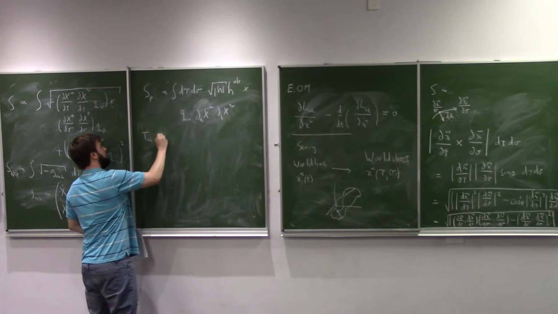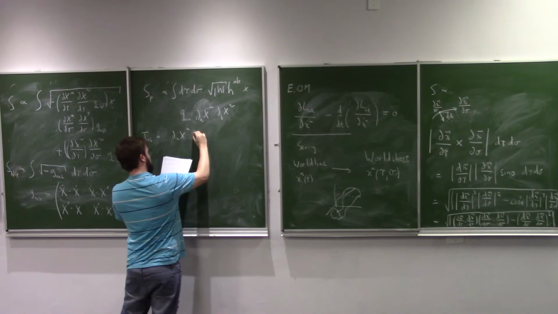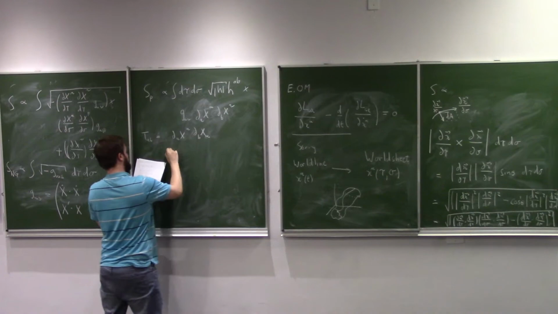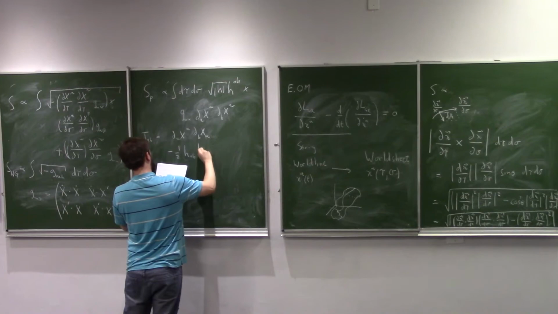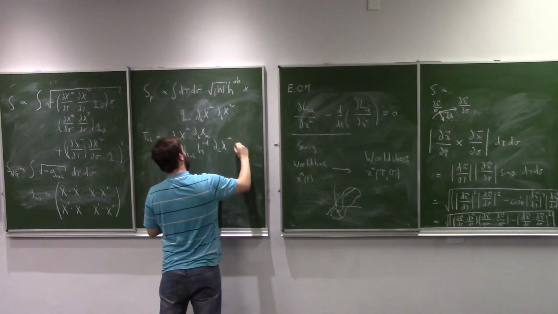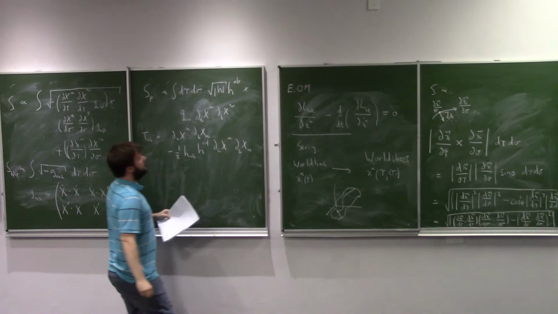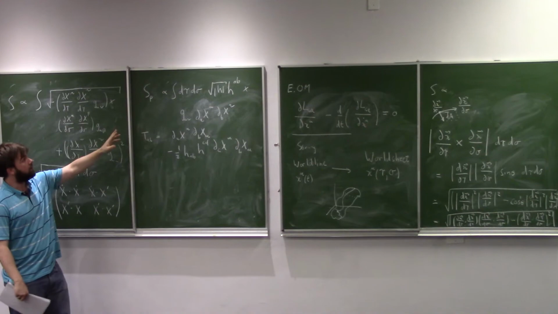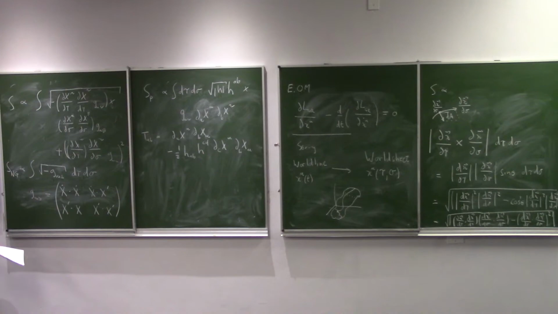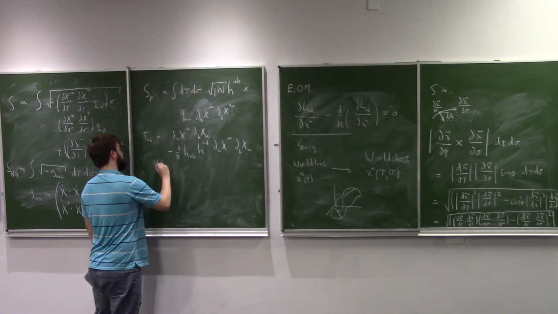I'm going to get T_AB is equal to d_A x mu d_B x mu minus a half h_AB h^CD d_C x mu d_D x mu. Alright. So these are additional constraints that I need to satisfy in addition to the equations of motion for each of the x's describing the embedding coordinates. And now these are called the Virasoro constraints of the coordinate direction.